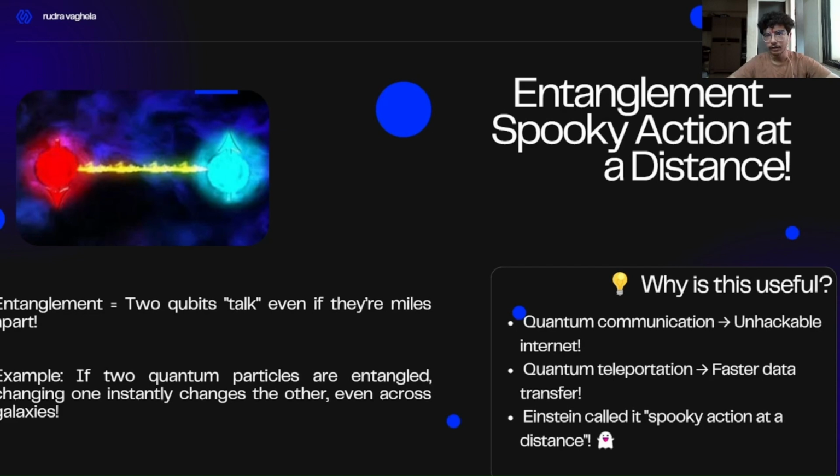Entanglement, spooky action at a distance. Entanglement means two qubits talk even if they are miles apart. Example, if two quantum particles are entangled, changing one instantly changes the other, even across galaxies. Why is this useful? Quantum communication, an unhackable internet. It means if one thing changes, the other will adjust itself accordingly. Quantum teleportation, faster data transfer, and Einstein called it spooky action at a distance.